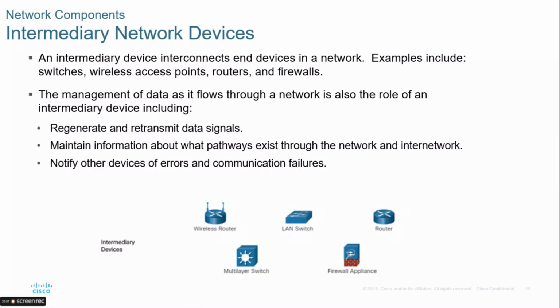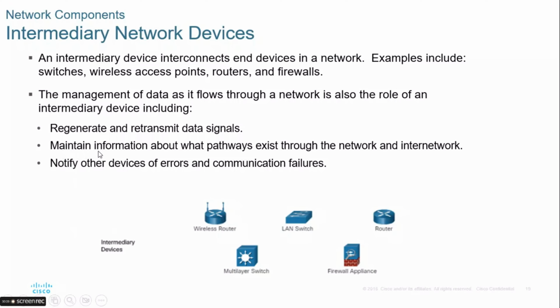So there are some of the roles that are performed by intermediary devices. One, intermediary devices regenerate and retransmit data signals. This mostly applies to a wireless router or the access point. If your Wi-Fi is so low, the signal is not reaching a certain point, you can interconnect another access point to boost that particular area.